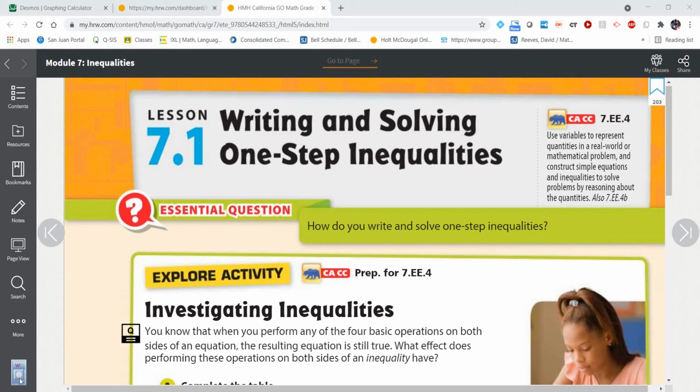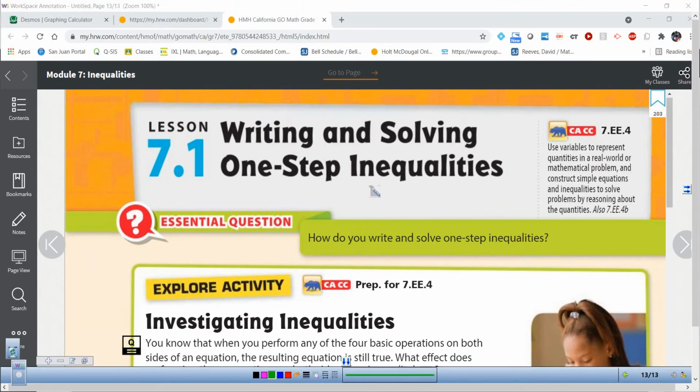We're going to be looking at solving one-step inequalities. I'm in lesson 7.1 in the Math 7 textbook, HMH. Just a reminder, an inequality is when we compare two values that are not equal to each other. Again, we have the symbol that means is greater than, where the larger number comes first. We've got this one right here, which means is less than. And if we put the line underneath it like that, that adds the or equal to.